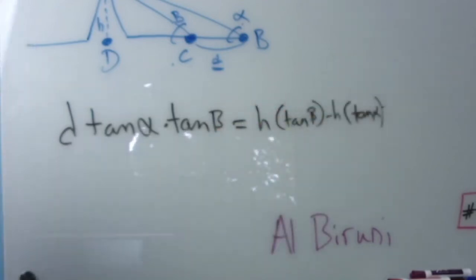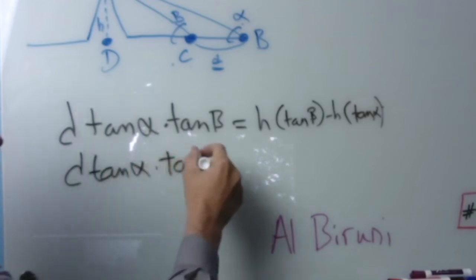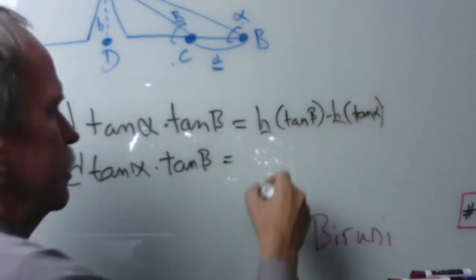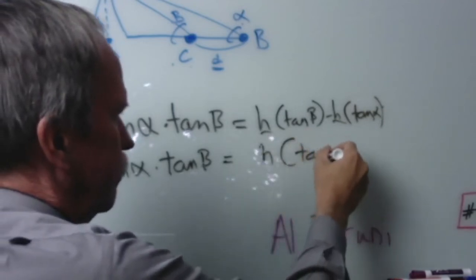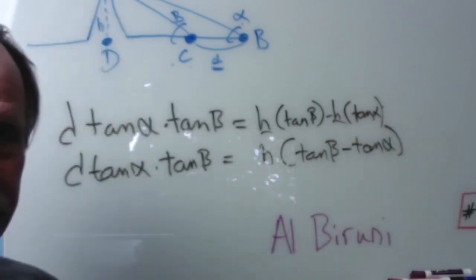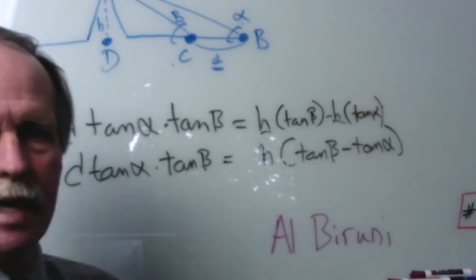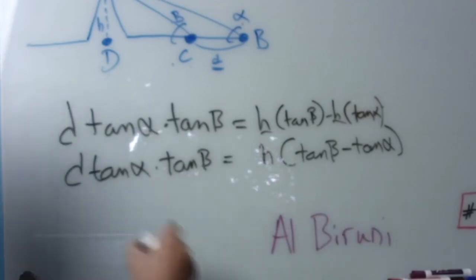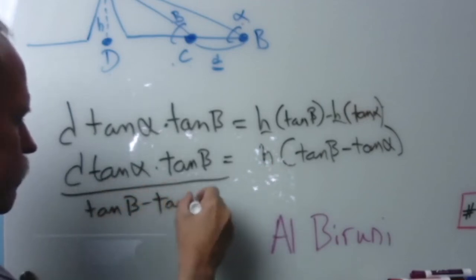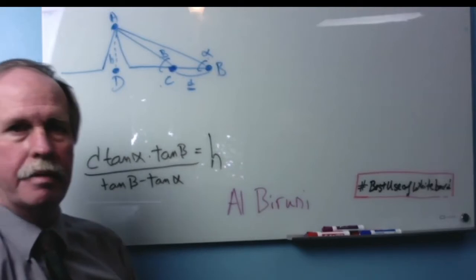Now we've got one more step that we can do. Notice that we've got an h on both those terms. So let's do this. Now, we factored out the h and we're left with the tangents over there. Now, obviously the next step is to get rid of this term right here. The easiest way to do that is to divide both sides by it. And there's our answer. And that is how Al-Biruni measured the height of the mountain.